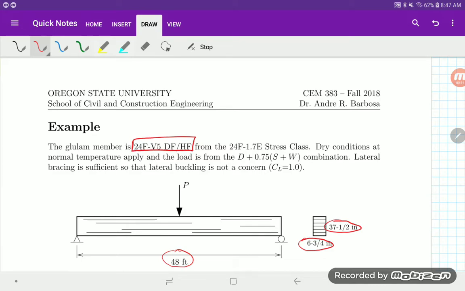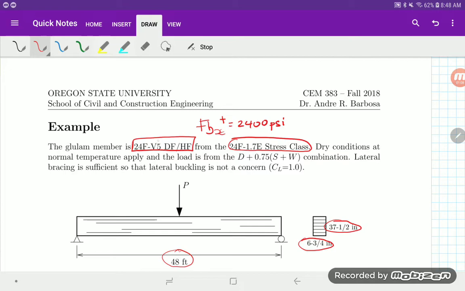Okay, this Glulam member, we're told, is of the class 24F V5. We'll see shortly in NDS what that means. And it's in the stress class 24F 1.7E. So the 24F, very quickly, both of these are telling us that the reference value for FbX is 2400 psi, and I'll show you shortly.